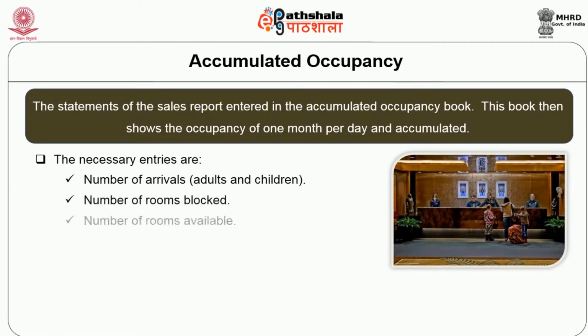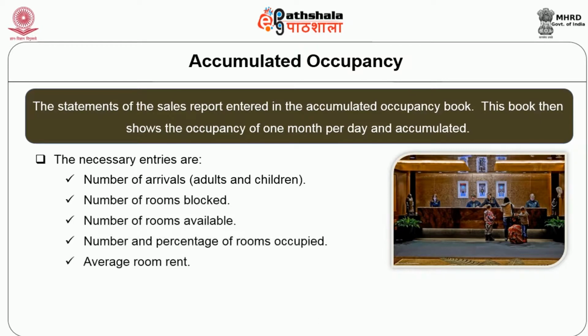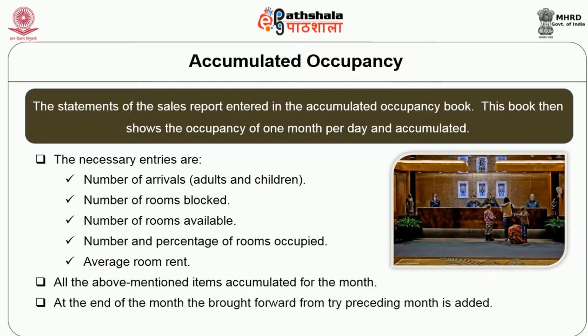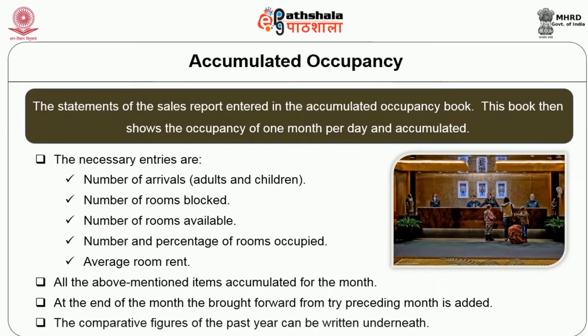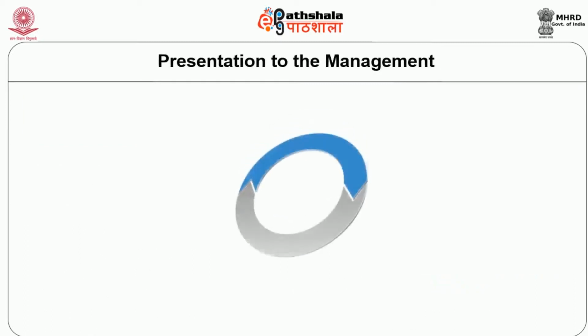The necessary entries required are the number of arrivals, that is the number of adults and children who are coming, number of rooms blocked, number of rooms available, number and percentage of rooms occupied, and average room rent. All the above mentioned items are accumulated for the month. At the end of the month, the figures brought forward from the preceding month are added. The comparative figures of the past year can be written underneath.